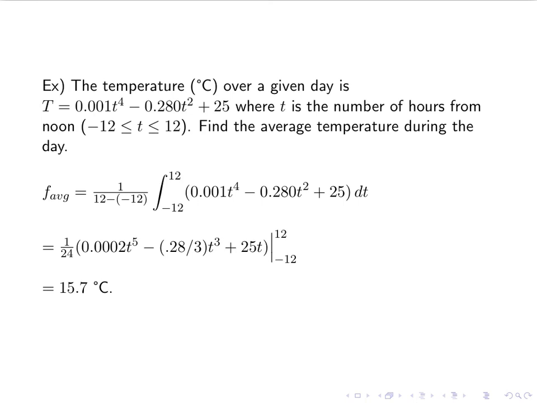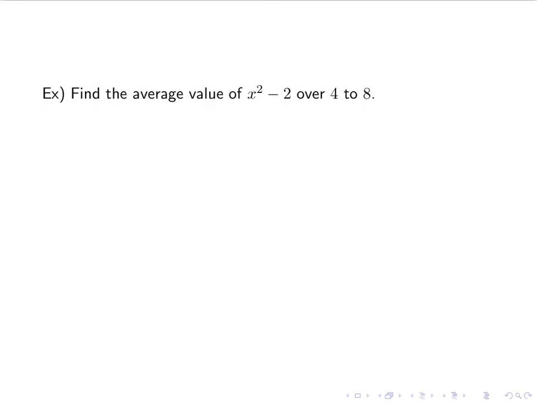The units are always the units of the original function, which hopefully makes sense. The average temperature should be a temperature. This guy is in temperature. This is in hours. This is in 1/hours. So the hours cancel, and we're left with the temperature. You always want to make sure that your units make sense. Okay. So here they do. Let's try one last one.